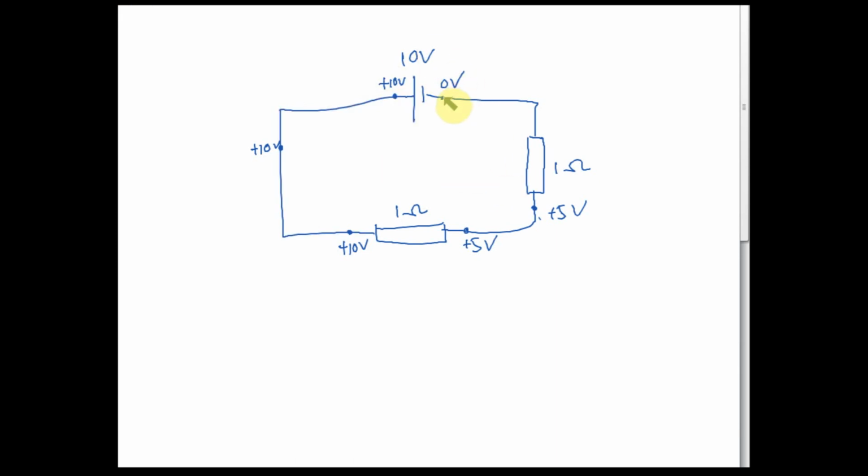This is 0. If this is 0, then what's the potential here? There's no resistance between these two points, right? If this is 0 volt, here must also be 0 volt. 0 volt.